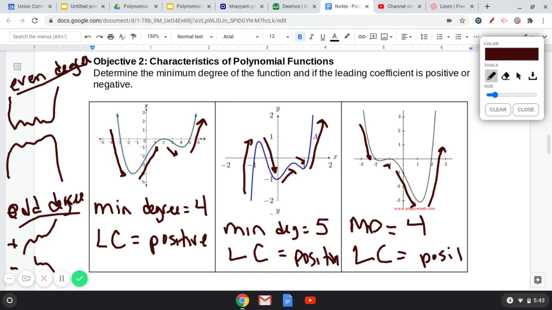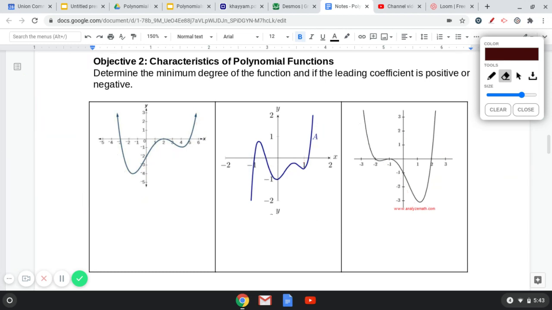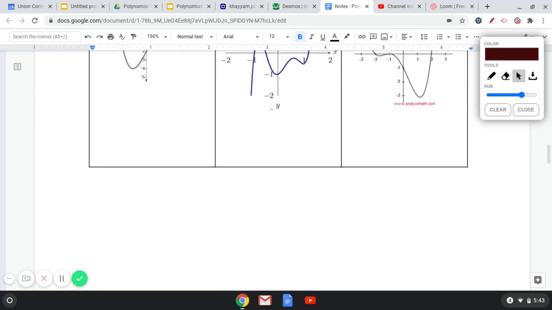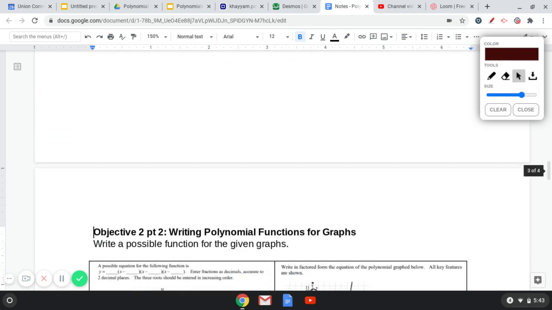Wow, I didn't give you any negative examples. Hopefully you'll be able to tell if a polynomial looks like this, then you will have a negative leading coefficient. All right, and that's it for that. So let's keep going here.